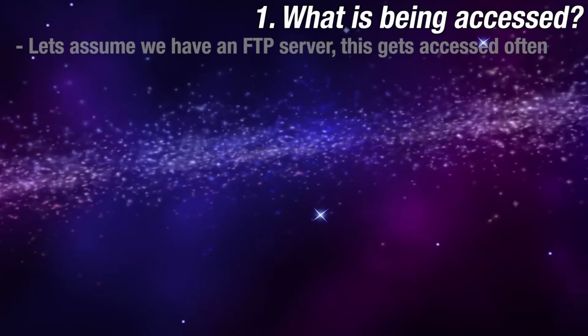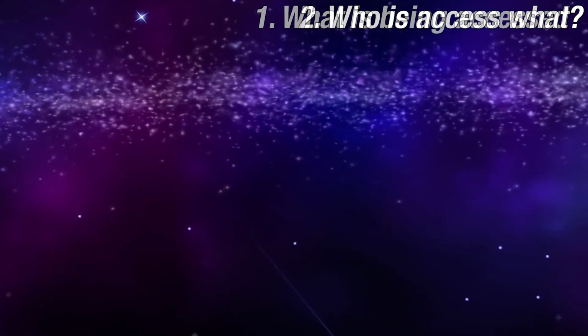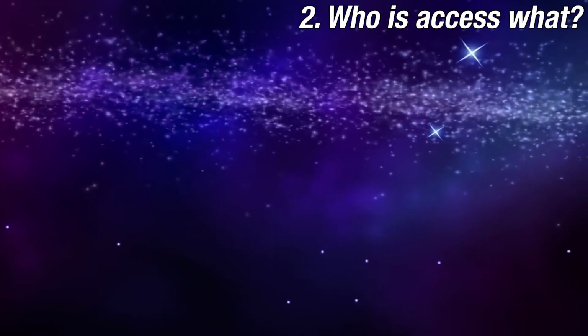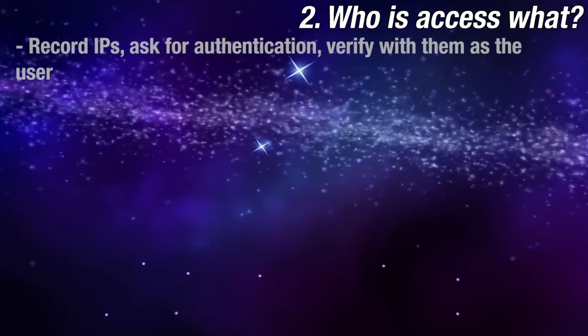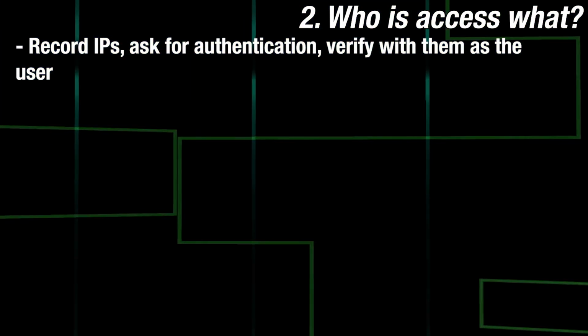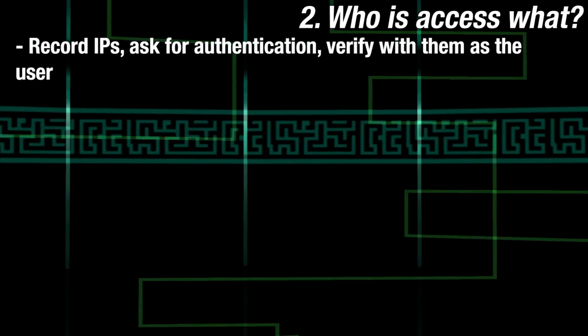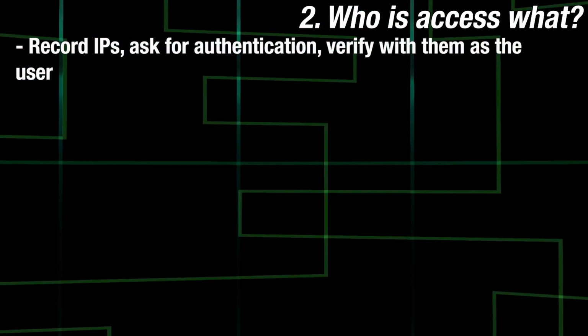What is being accessed? Since this is an FTP server, files are being accessed. Who is accessing what? It is important to set a form of accounting, whether that means recording IPs, recording user info, or recording nothing. It is important to be able to identify legitimate users or people with malicious intent.